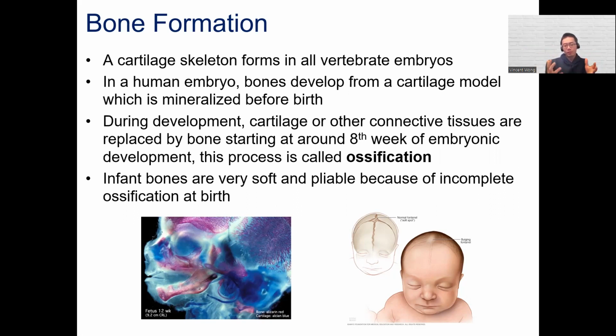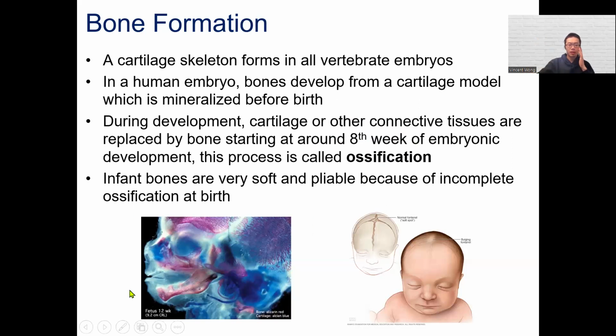So when we were developing, initially, every bone in the body starts off as cartilage. And then what happens is the cartilage slowly gets replaced by actual bone. This process starts at around the 8th week of embryonic development and is called ossification. Ossification is like depositing calcium salt into those cartilage and converting it to bone.